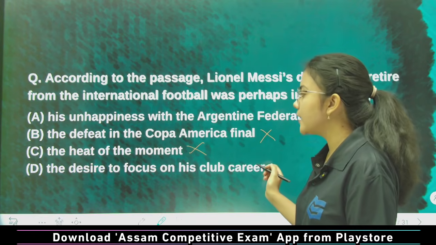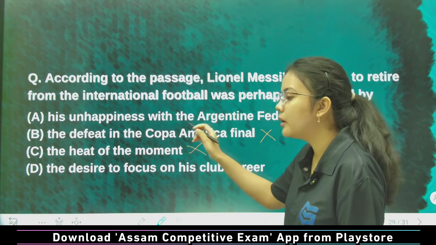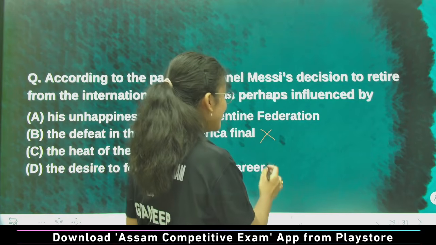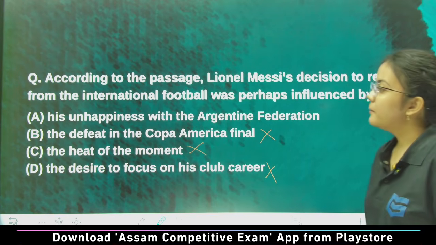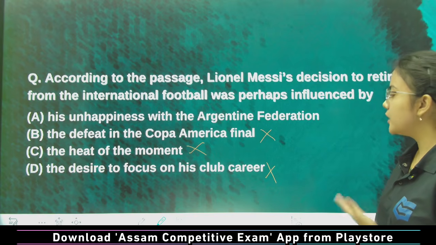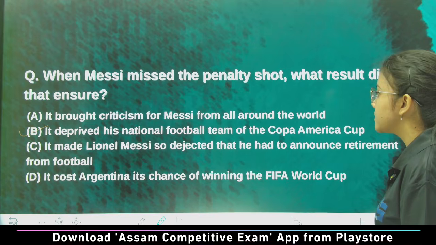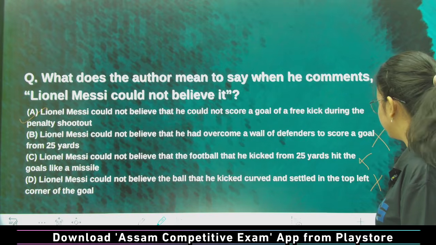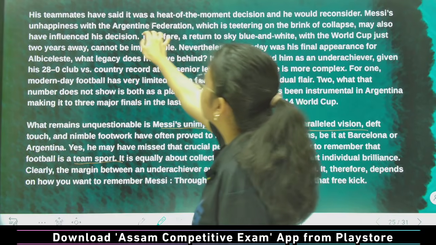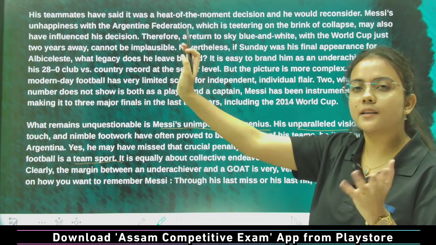If he were only to desire to focus on his club career and not take part in international football, then he would have retired long ago, right? So this is also wrong. The correct answer would be A, his unhappiness with the Argentina Federation, because in the passage it was also mentioned, if you can see. Yes, you can see his teammates have said it was not a heat of the moment decision, it wasn't him, and clearly he's not that kind of person.